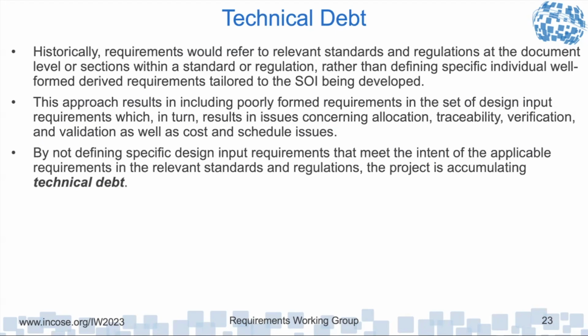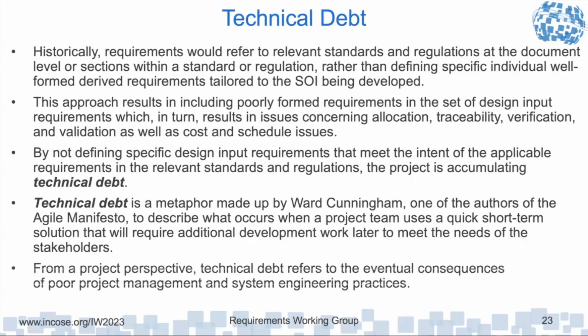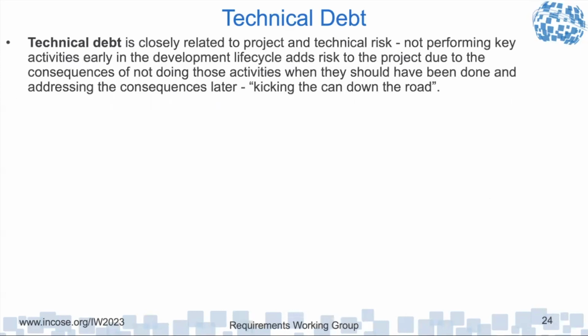By not doing this work, the project is accumulating what we call technical debt. That's a metaphor made up by Ward Cunningham, one of the authors of the Agile Manifesto, to describe what occurs when a project team uses a quick short-term solution that will require additional development work later to meet the needs of the stakeholders. From a project perspective, technical debt refers to the eventual consequences of poor project management and system engineering practices. So technical debt is closely related to project and technical risk, especially the compliance risk I talked about.